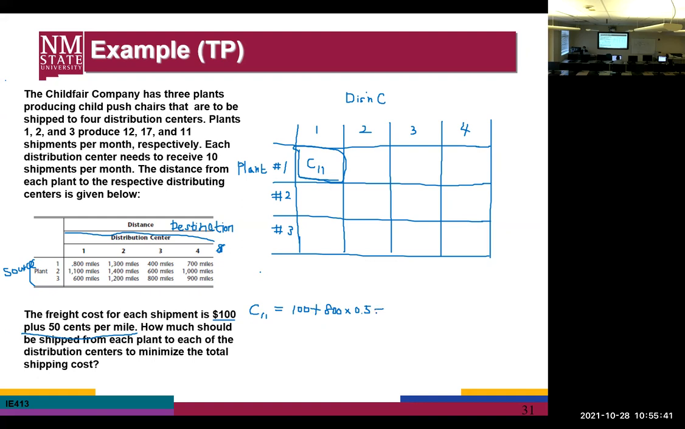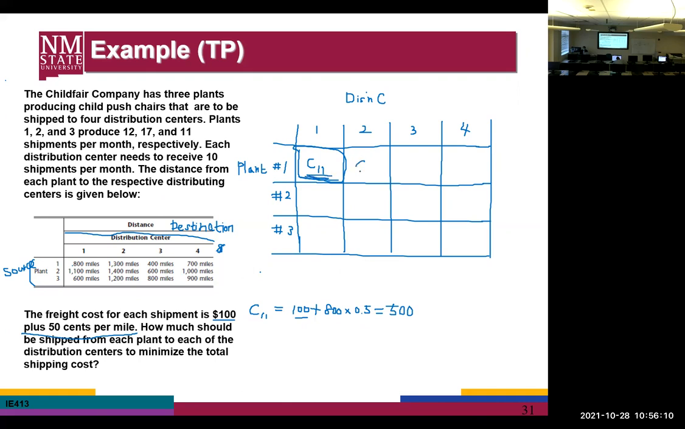740. Really? Yes. So 100 plus 800 times... Wait, oh, it's times 0.5, not 0.8. Sorry. This is going to be 500, right? Yeah, sorry about that. No problem. At least you got the right formulation, right? Right. But simple calculation mistakes. So we have 500 here. We're going to put the number 500.